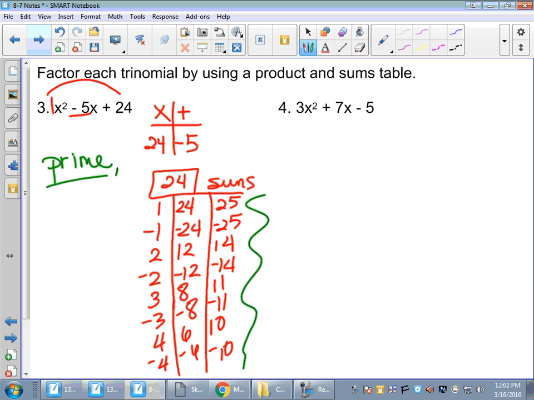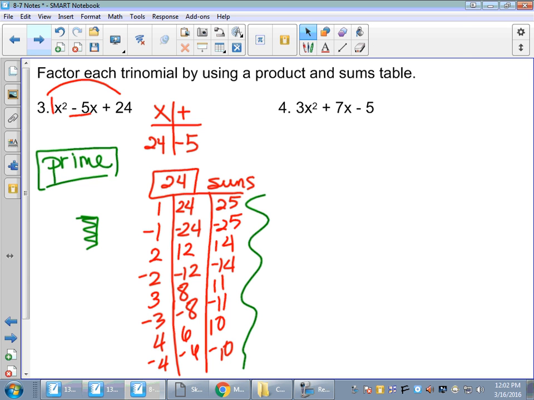Prime means I can't break it down. It's done. If I asked you to write the prime factorization of 7, you'd say, I can't. It's just 7, 7 times 1. It's prime. I can't break it down into any other factors besides 1 and itself. So that's going to get introduced here today too, that sometimes you can't factor the actual problem. So you write prime. Okay, let's go on to number 4.